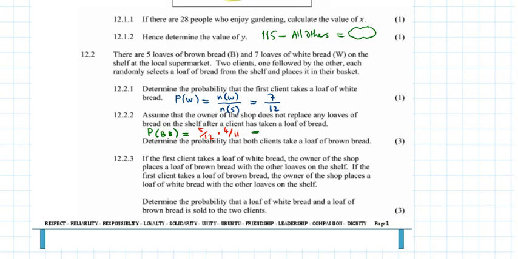Because that says both clients take a loaf of brown. And that's the answer. You can just use a calculator, or simplify, it's 5 over 33 as the chance.